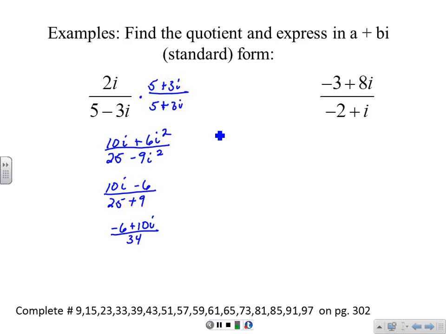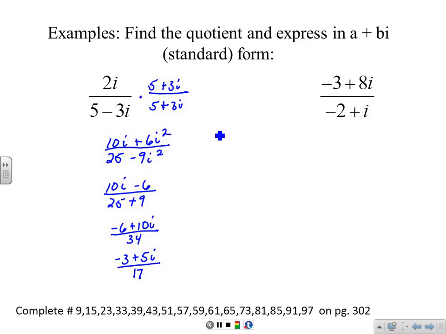And then another thing that you need to remember here is this will reduce. We discussed this in chapter 3, and we also discussed it in chapter 4. Since the bottom is a monomial, all three of these can reduce by 2. And so 2 will go into negative 6 negative 3 times. 2 will go into 10i 5i times. And 2 will go into 34 17 times. And so now that's in reduced standard complex form.